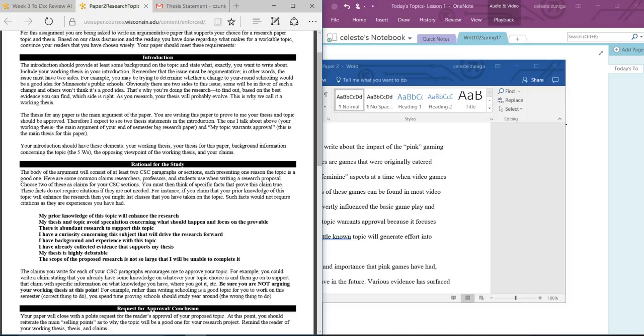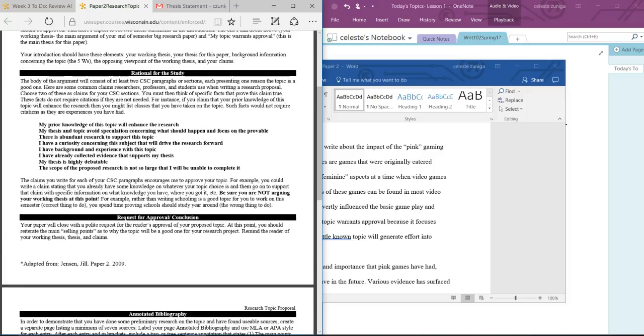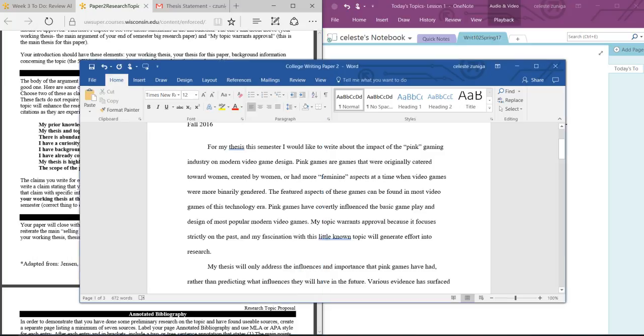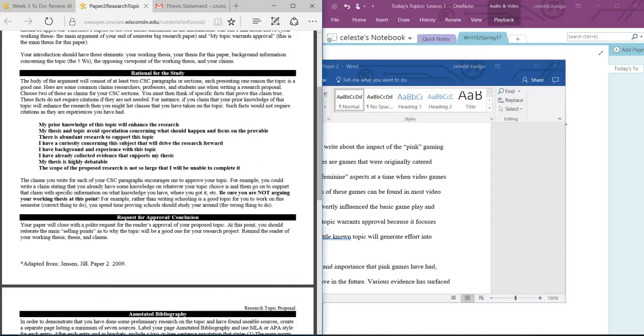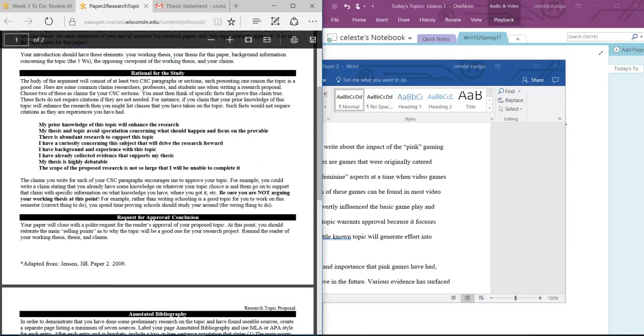So some claims that you can choose from while developing your own papers include that you have prior knowledge of the topic, that your thesis and the topic avoid speculation concerning what should happen and focus on the provable. That's what she had one of her thesis statements on, but instead of saying those fancy words, she just said it'll focus in the past. Strictly in the past. She kind of whittled it down. There is abundant research to support the topic.